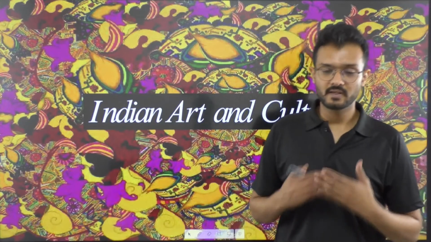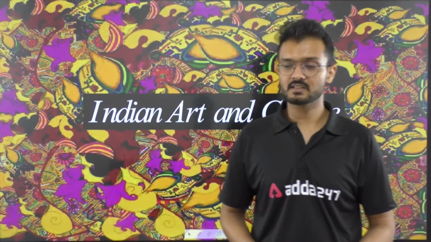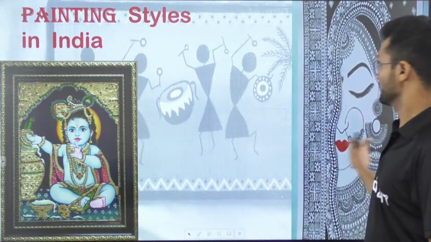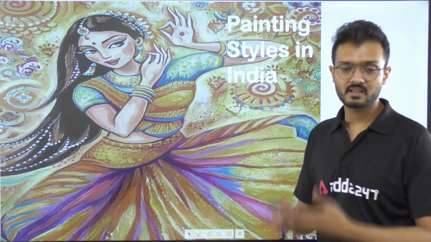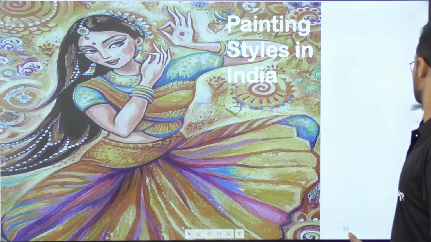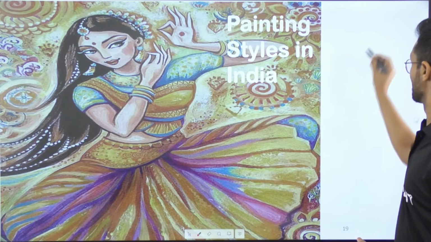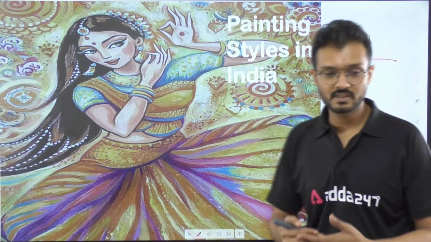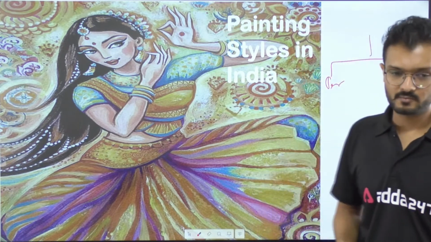Hello students, I hope you are doing well. Today we are going to discuss a very important topic of Indian art and culture, that is the painting styles in India. As we have seen, in art and culture there are two different kinds of arts. One is the performing art and second is the visual art. In performing art there are dance, music and theatre forms.